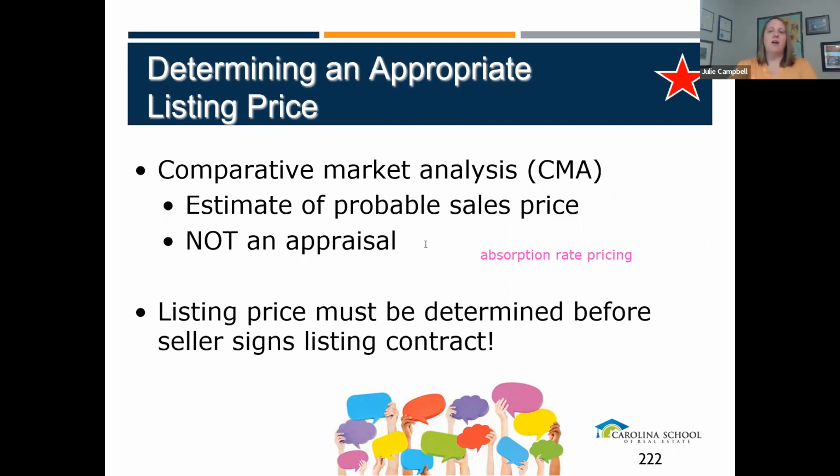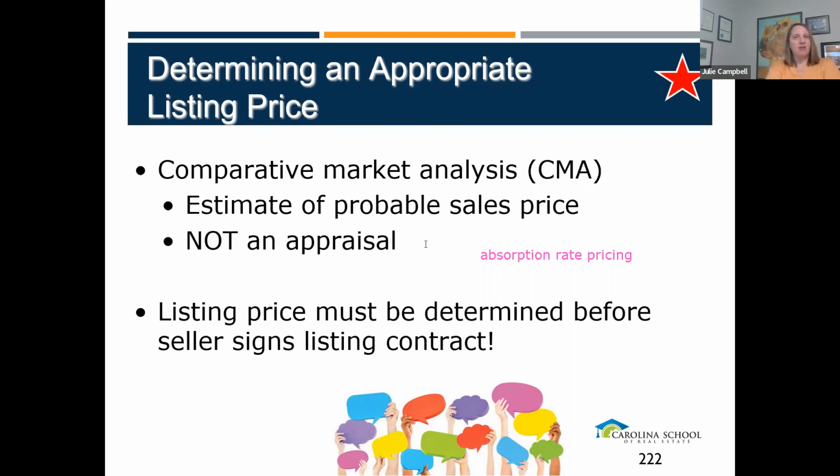There's something we're using now called absorption rate pricing. Absorption rate pricing helps me determine the average days on the market. How long are homes sitting on the market before they sell? So when we're working with this seller with this listing agreement, we're doing the CMA to help us determine the listing price, but we're also doing this absorption rate pricing to help us determine the average days on market.